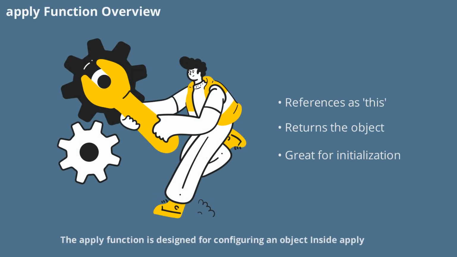Apply function is designed for configuring an object. Inside apply, the object is referenced as this, and you can even omit it for brevity. The key feature of apply is that it returns the object itself, making it ideal for object initialization or property configuration. For instance, when creating a new instance and setting multiple properties, apply keeps your code clean and avoids repetitive references to the object. It's like customizing a car and getting the upgraded version back.